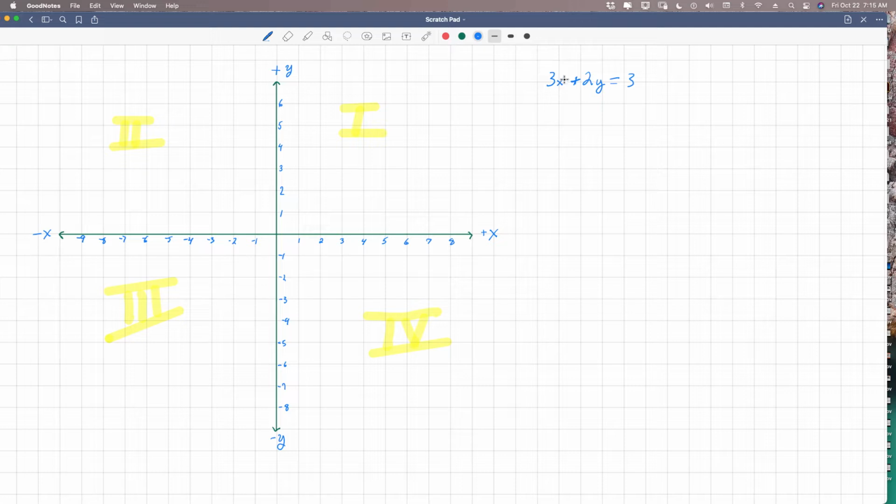When x is to the 1 power and y is to the 1 power, and those are the only variables you have, you can graph a straight line out of this. So that is why we call this a linear equation.